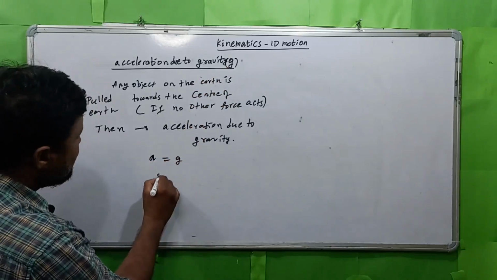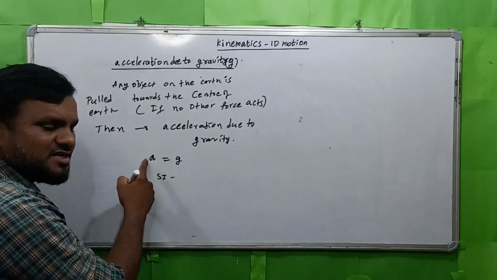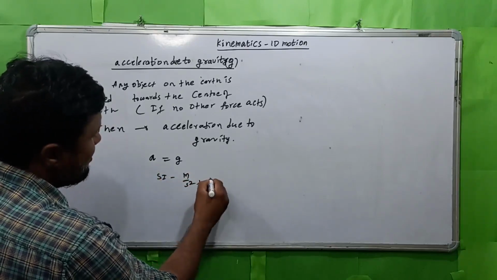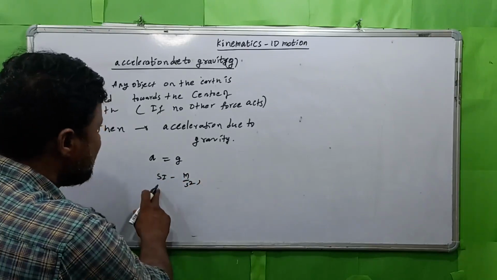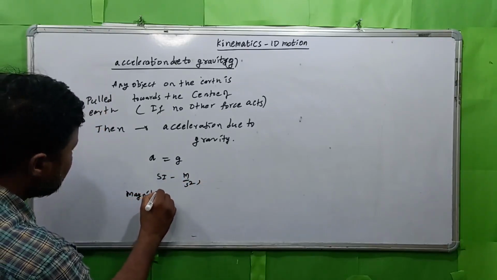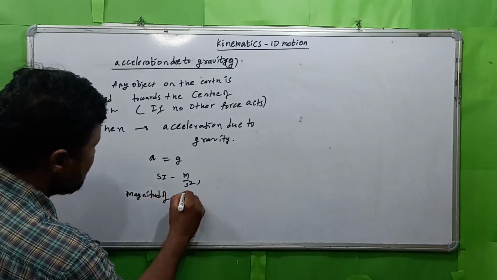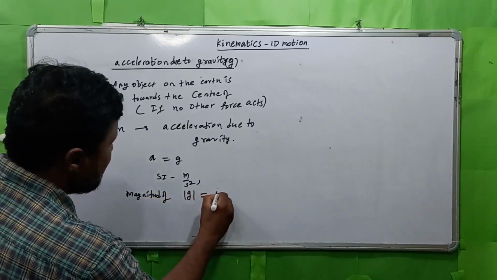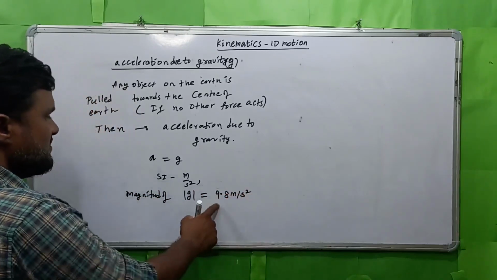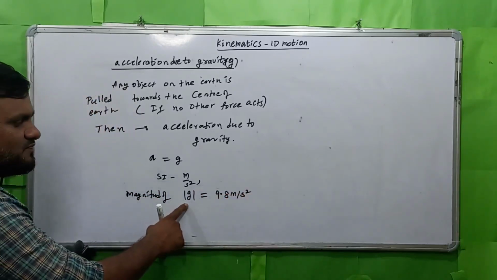What are the SI units for acceleration a? The SI unit is meter per second square only, and the dimensional formula also remains the same as acceleration. And the magnitude of acceleration due to gravity g is 9.8 meter per second square. This is the small g value.